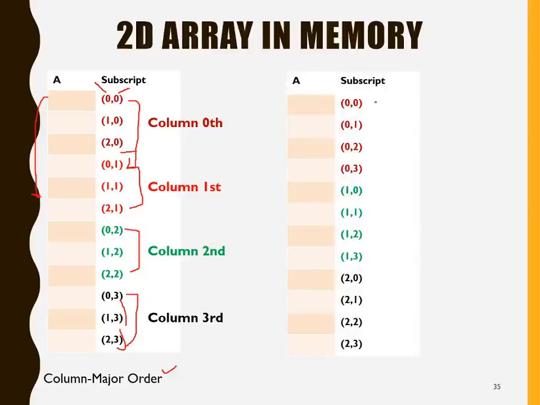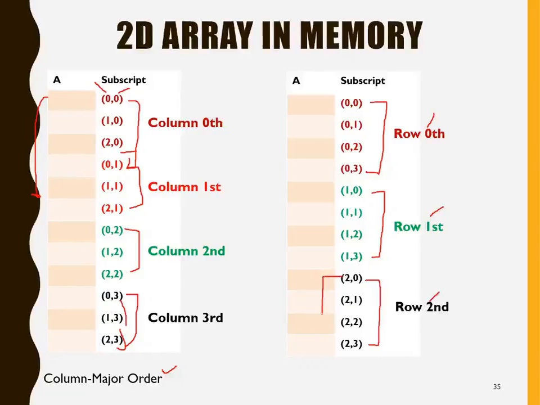In case of row major order, we store the elements row by row. Here we can see this is the first row containing 4 elements. This is the second row containing 4 elements, and this is the third row containing 4 elements. So this is the 0th row because the index position is 0. This is the first row, index position is 1. This is the second row, index position is 2, as 2 is fixed inside this particular first subscript position. So this is the case with the row major order of your 2D array represented in memory.